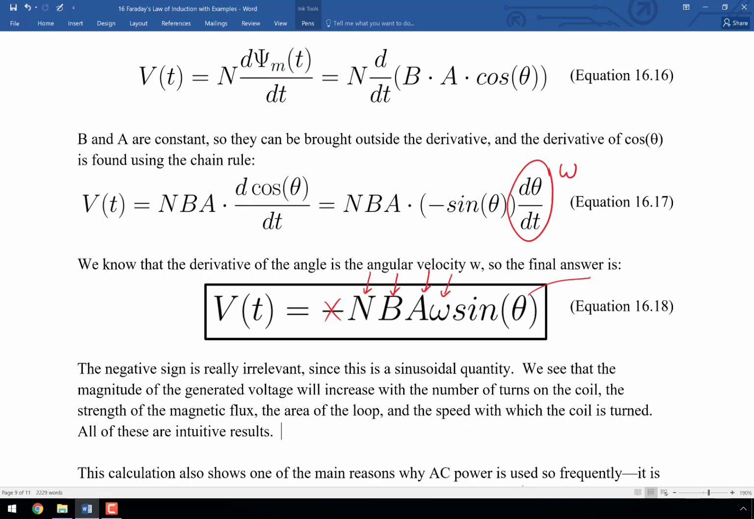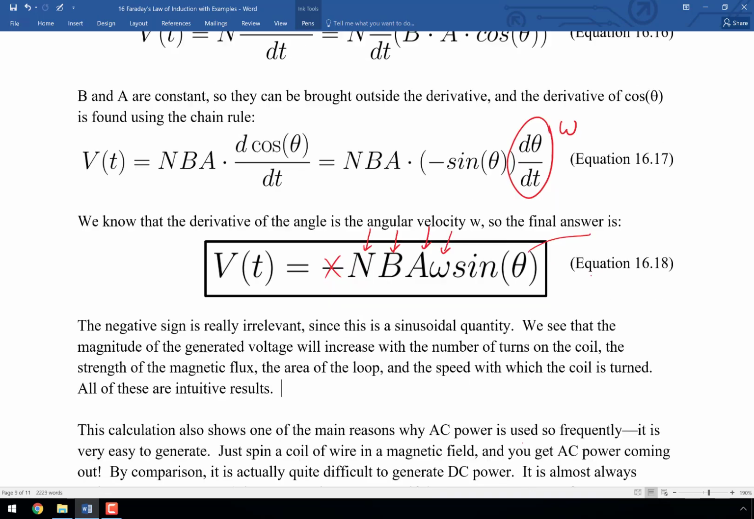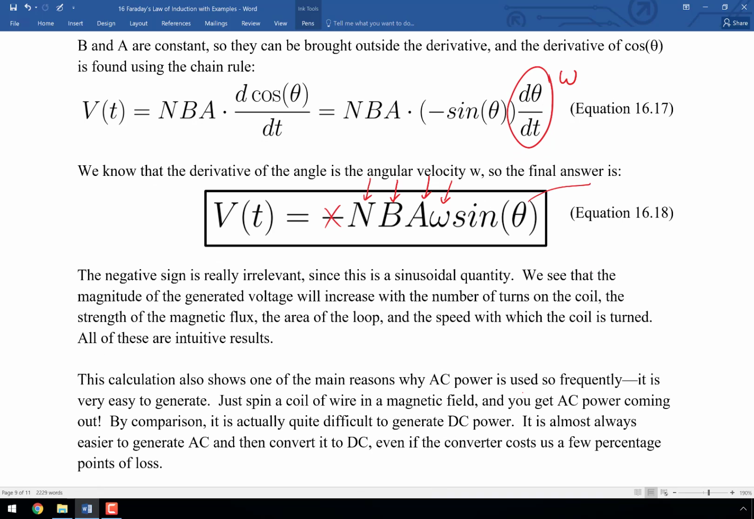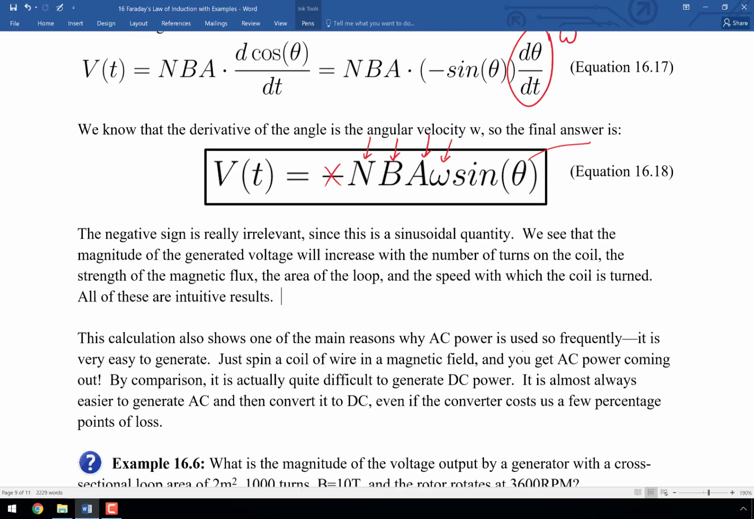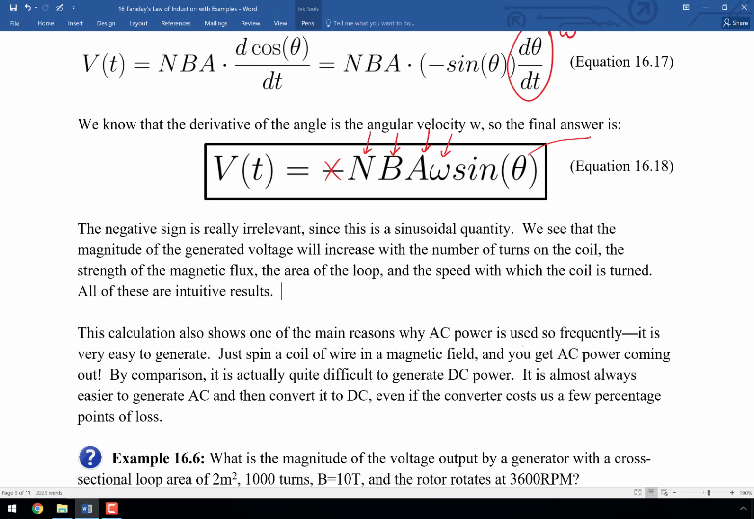So what we find, very importantly, is that we can have a voltage generated by a simple system, a constant magnetic field with a loop rotating in it, and it will generate a sinusoidal or AC voltage. So this is one of several reasons why AC power is used so frequently. It's really easy to generate. As a matter of fact, all you have to do is just spin a coil of wire in a magnetic field and you get AC voltage all day long.